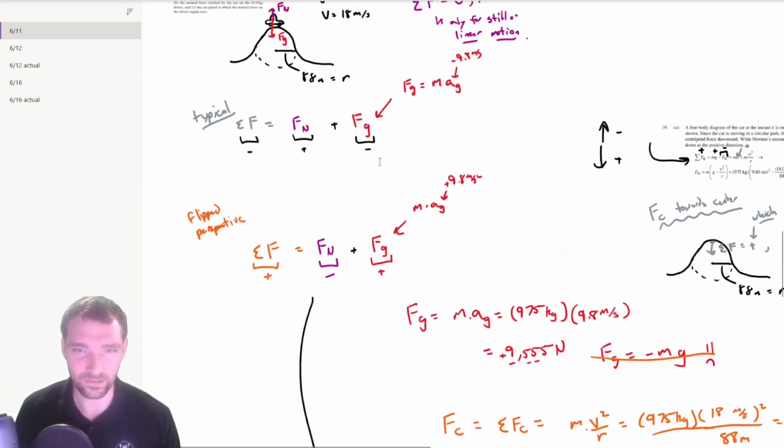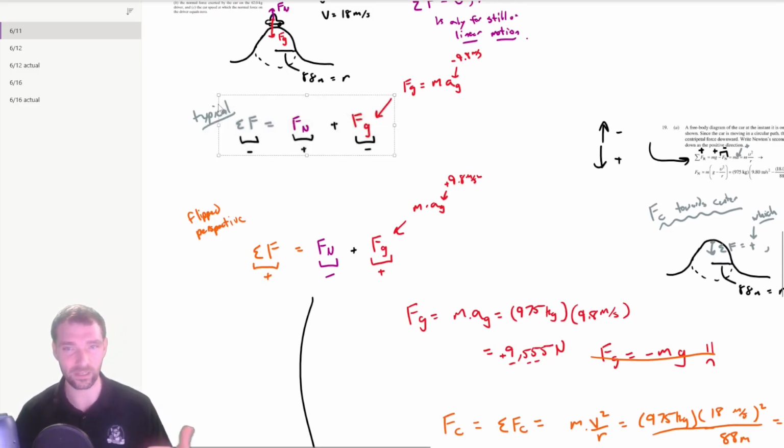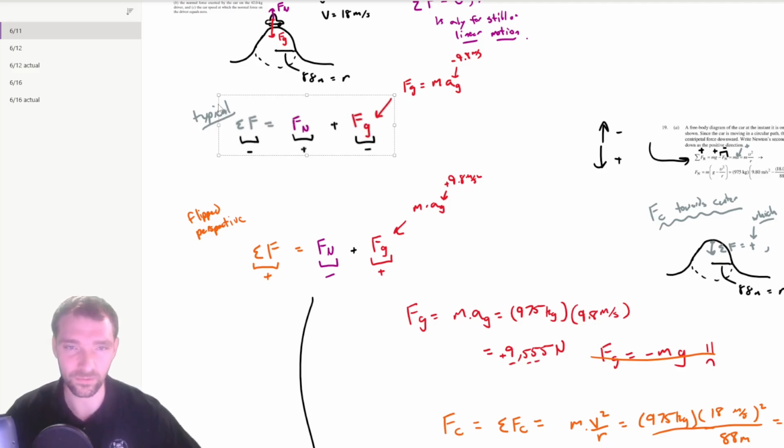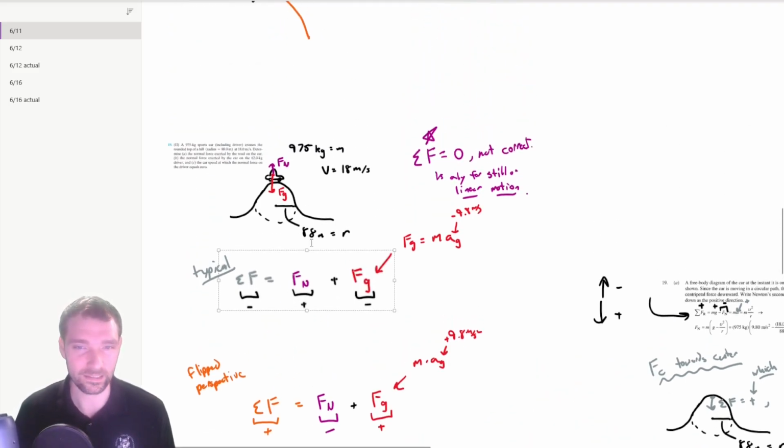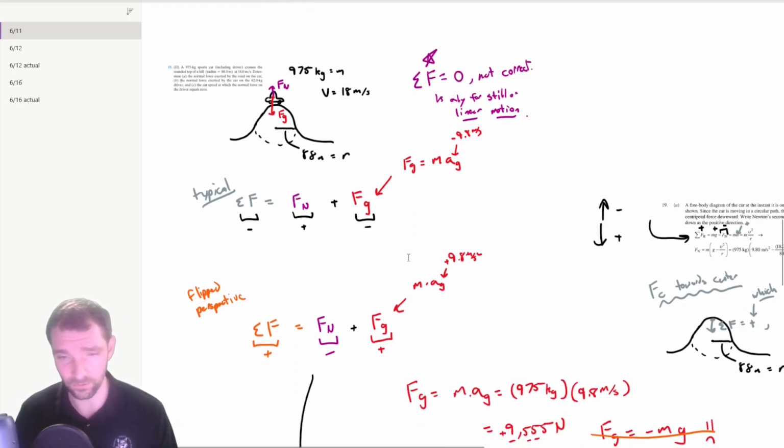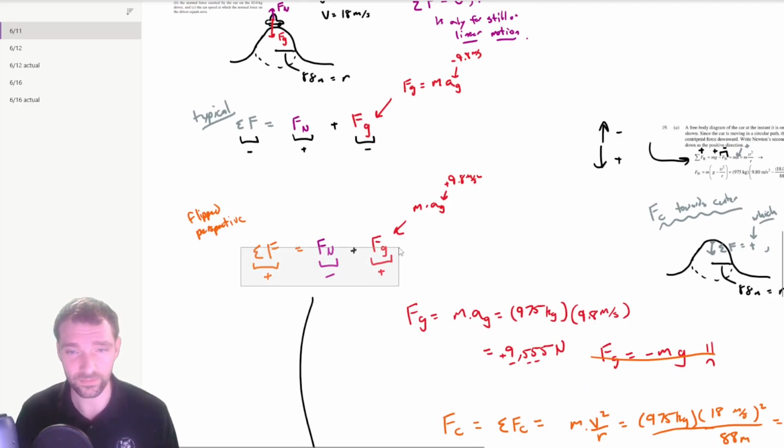Now, it is also useful having it in this format because you can switch the positive negative direction, and that's okay. So for example, in this problem, it just makes more sense to turn the gravity into a positive value because the acceleration is going downwards, which we could also make a positive value. And then the force normal is a negative value. So this is what I'm calling the flipped perspective, because typically up is positive.